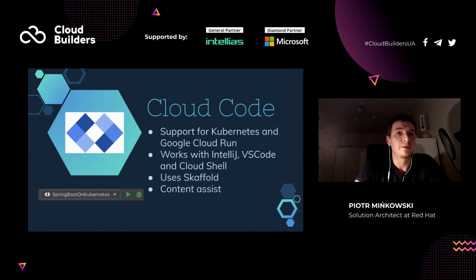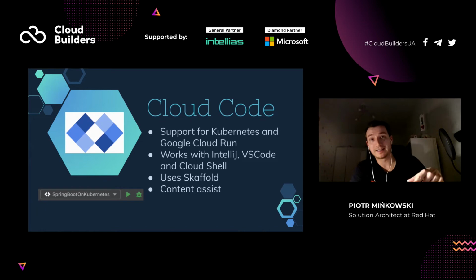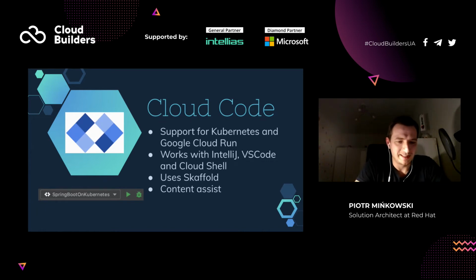So Cloud Code works with Google Cloud Shell, but may also be installed as a plugin to IntelliJ and Visual Studio. And here is an example as a plugin with IntelliJ. So it also provides content assist for YAML files and even for Skaffold configuration. So we can also configure Skaffold using this content assist.